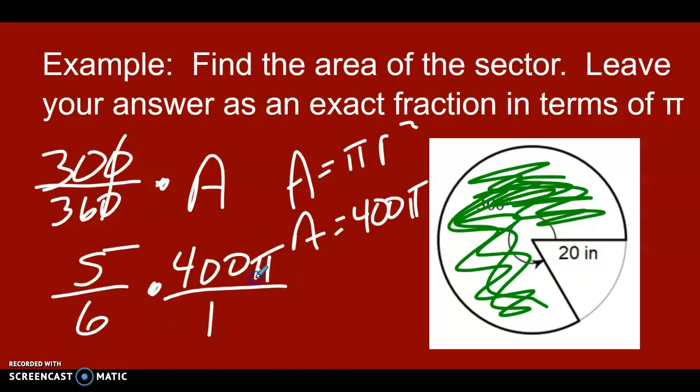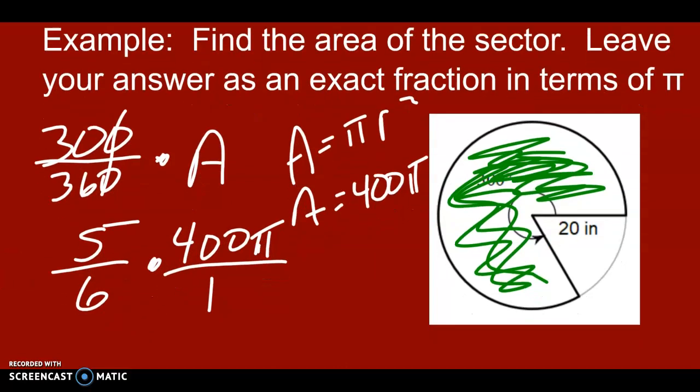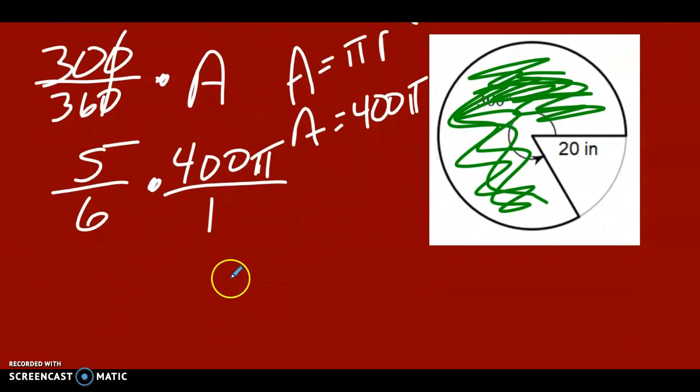And last time I did this same thing where I put it 400 over 1, just so that we can start thinking a little bit more about our fractions. All right, so here's our multiplication problem we need to do. 5/6 times 400 pi over 1. And again, we're going to continue to talk through the steps of dividing and multiplying fractions.